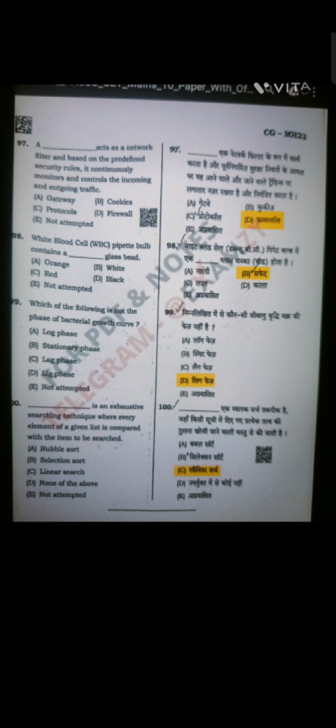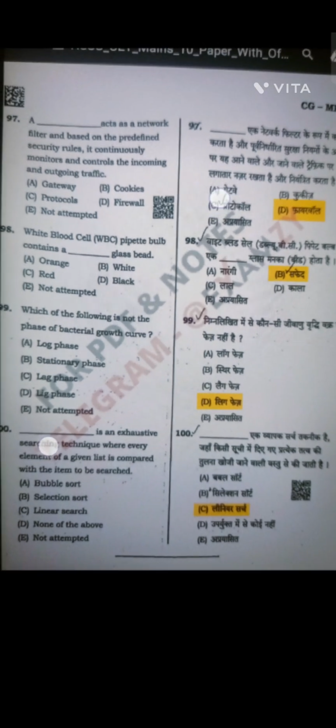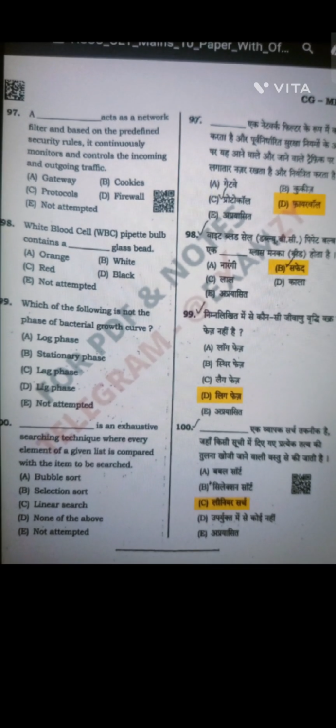A firewall is a network filter, and based on predefined security rules, it continuously monitors and controls the incoming and outgoing traffic.